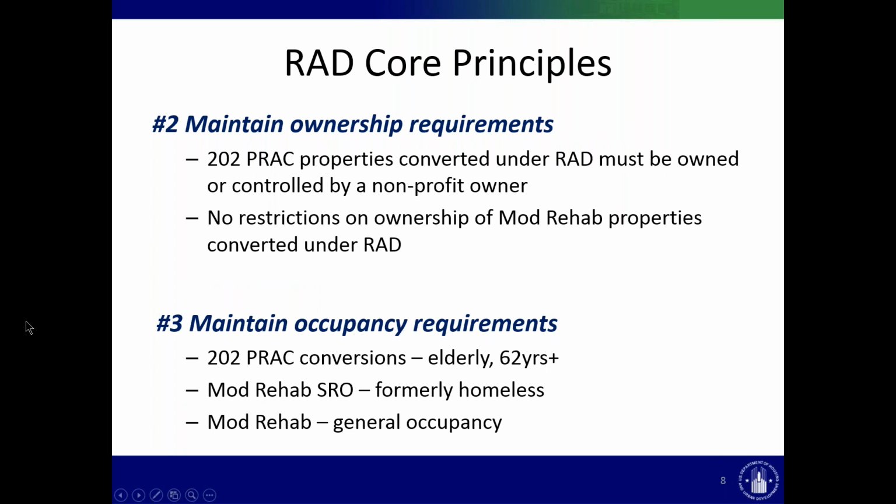Next core principle is we carry over existing ownership requirements. So 202 PRACs are currently owned by nonprofits, and that's our expectation going forward, that once they're on the Section 8 platform, the property must continue to be owned or controlled by a nonprofit owner, including when tax credits are used. Typically, the nonprofit will need to retain control of the property.